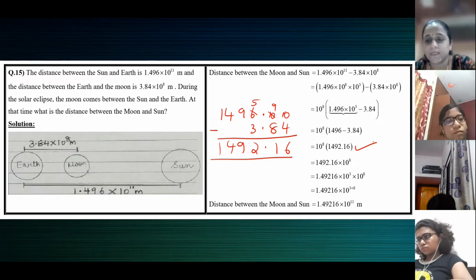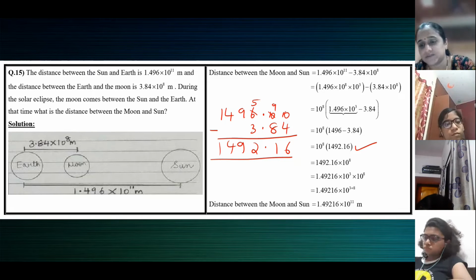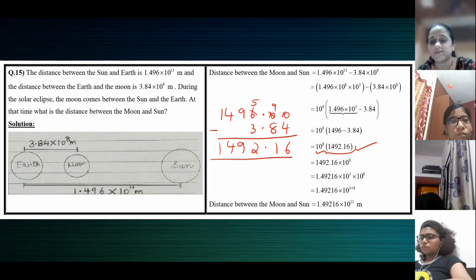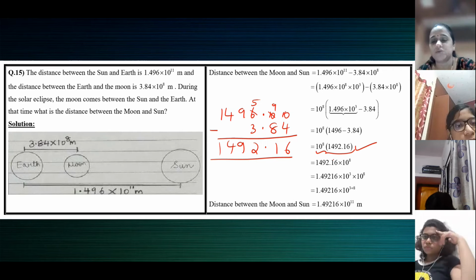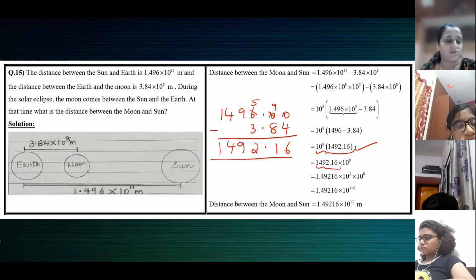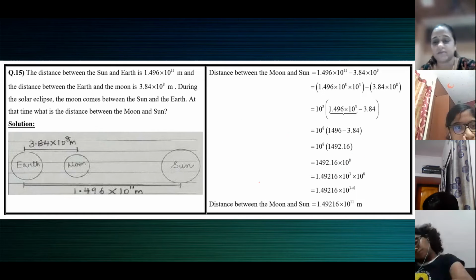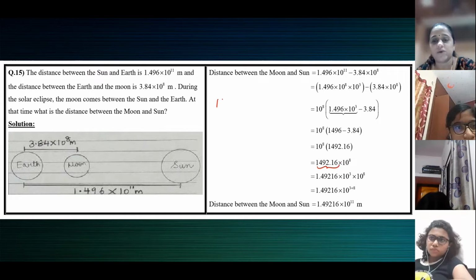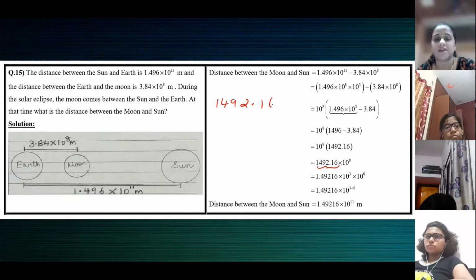10 power 8 into 1492.16. The step can be written as 1492.16 into 10 to the power 8. Now you just need to put it in the standard form. Leave the answer in the standard form. So write this number in the standard form. Don't disturb 10 to the power 8. 1492.16 in the standard form.